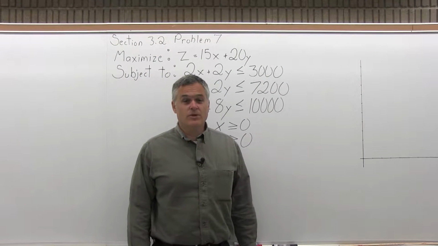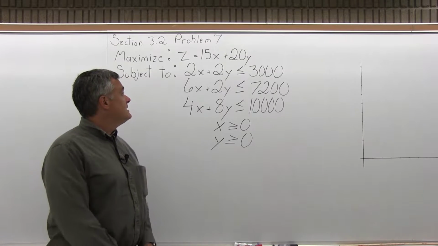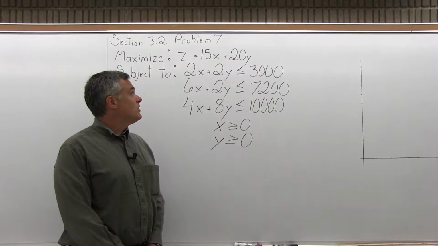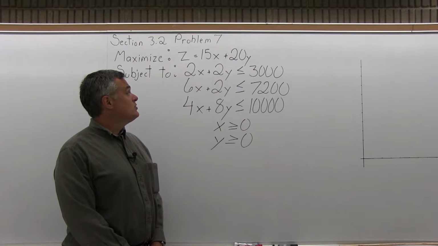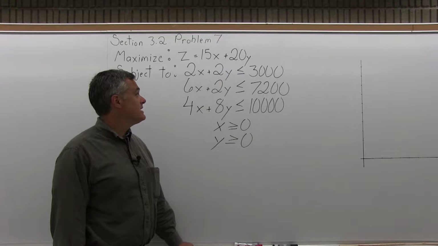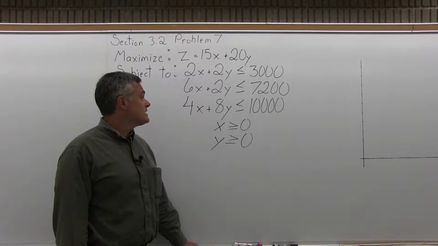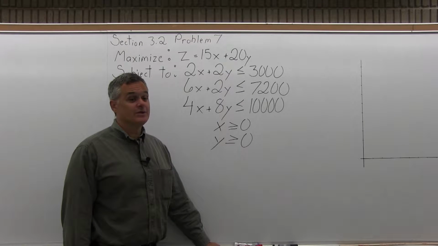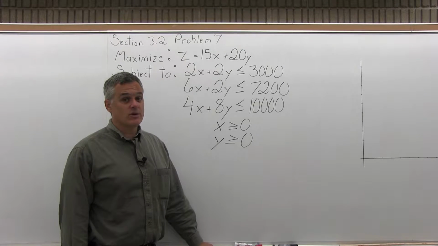This is Section 3.2, Problem number 7. It says, maximize z equals 15x plus 20y, subject to 2x plus 2y is less than or equal to 3,000, 6x plus 2y is less than or equal to 7,200, 4x plus 8y is less than or equal to 10,000, and x is greater than or equal to 0, and y is greater than or equal to 0.